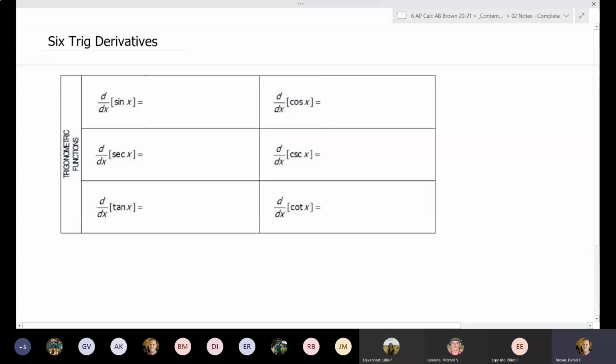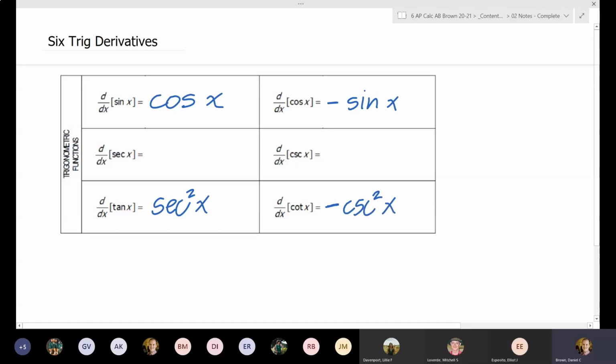On Friday we first learned the derivatives of sine and cosine. The derivative of sine is cosine. The derivative of cosine is negative sine of x. Yesterday we learned the derivative of tangent and cotangent. The derivative of tangent was secant squared of x. The derivative of cotangent was negative cosecant squared of x.